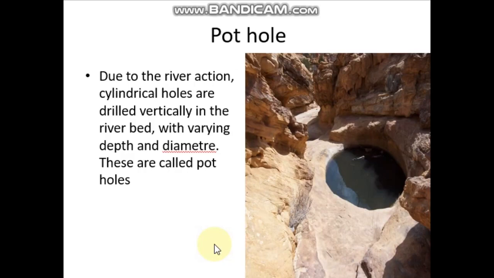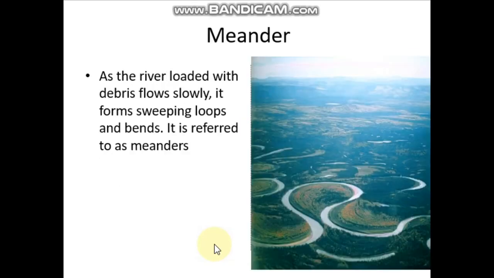Pot means what? If you put a hole, it looks like this. Due to the river action, cylindrical holes are drilled vertically in the riverbed with varying depth and diameter. These are called potholes. Next one, meander.